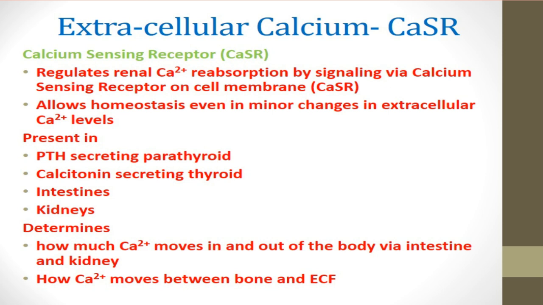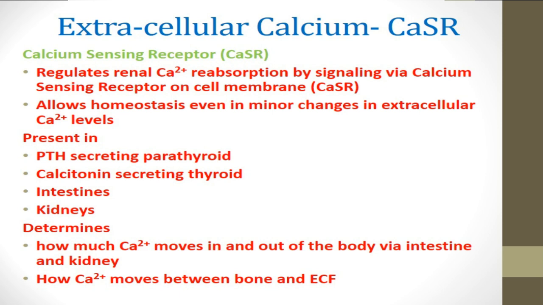What is this extracellular fluid? The fluid which is there outside any cell, surrounding the tissues. In that extracellular fluid, calcium is there. And the role of this CASR, the calcium sensing receptor, is to sense the calcium ion present in the extracellular fluid. So its role is very important. We are going to see it now.